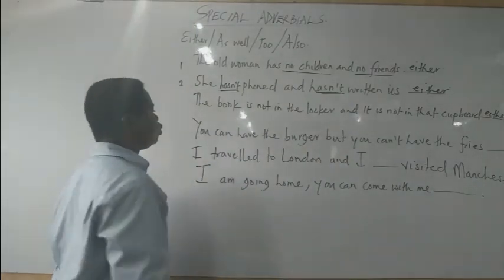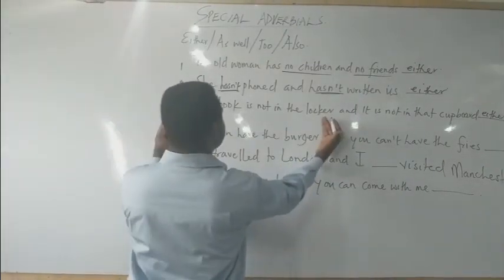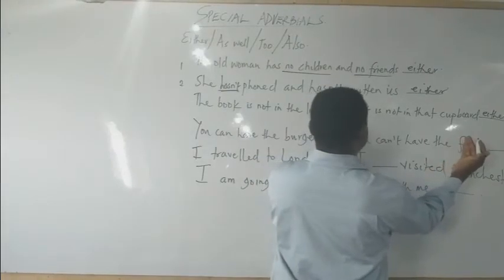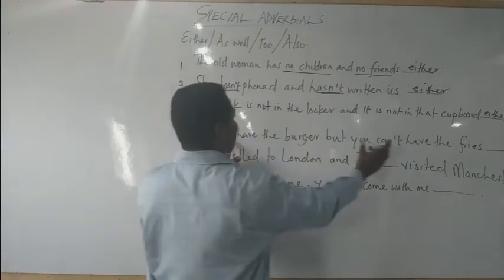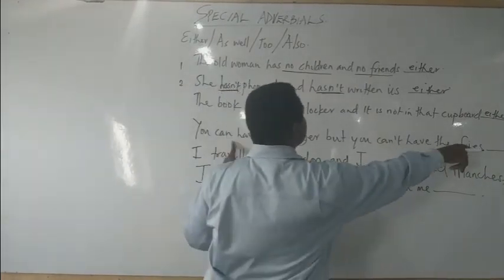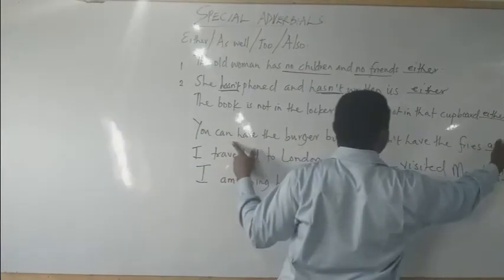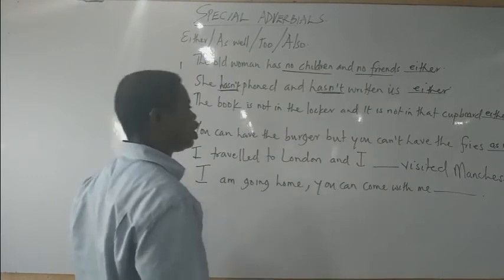Example 4. You can have the burger. Can you see? You can have the burger. That's positive. Then second clause, you can't have the fries dash. Where the first clause is positive and the second is negative, what comes at the end is what? As well or too. So here, as well is the right answer. If you put either here, that is incorrect.